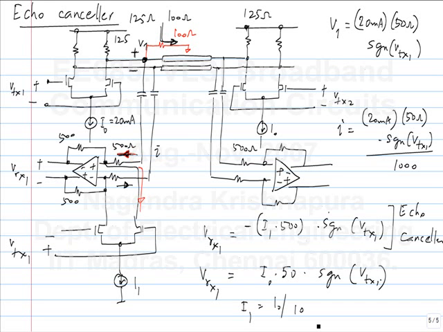Is this clear? Essentially the transmitter is pushing some current into these resistors. I cancel it off by drawing an exact amount of current. So the connection has to be in reverse polarity and the magnitude has to be whatever current is flowing through these 500 ohm resistors. And I can do that by making I1 equal to I0 by 10. So this is 2 milliamps.